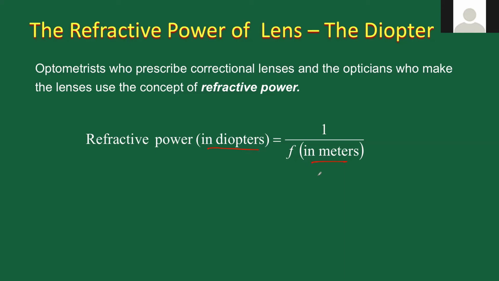So for example, a lens with focal length of, let's say, 25 centimeters will have the refractive power of 1 over f, which is 1 over 25, and we need the focal length in meters, so that's times 10 to negative 2 meters. So that will give me minus 4 diopters. Okay, so a lens that has the focal length of negative 25 centimeters would have the refractive power of negative 4 diopters. So let's look at a problem.